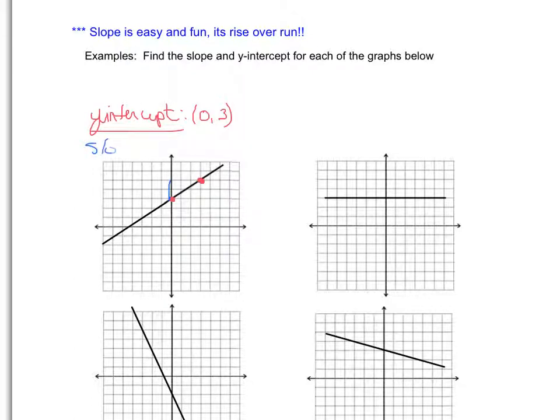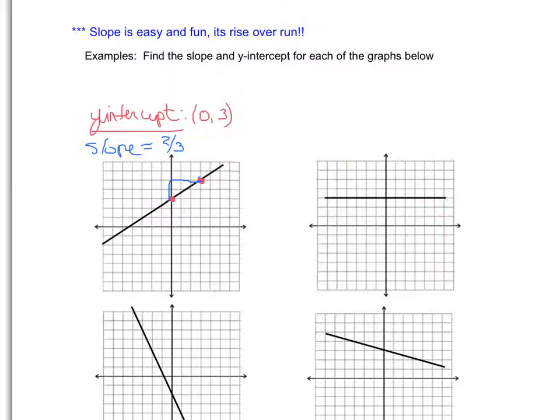So my slope is easy and fun. It's rise, which is 2, over my run. And it looks like to get to here, I run right 1, 2, 3. I'm always going to go from left to right. And notice, as I mentioned above, reading from left to right, this is a positive slope. It is going up, and I get a positive 2/3 for my slope.